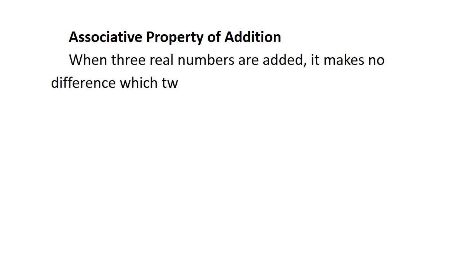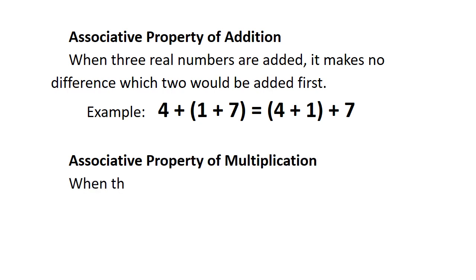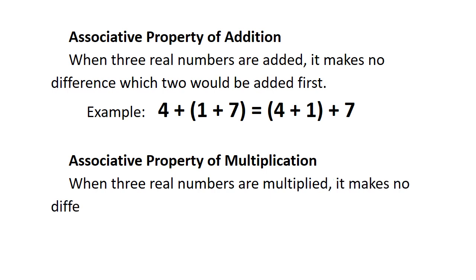Let's now have associative property. Associative property of addition. If you're adding three real numbers, the sum is always the same, regardless of their grouping. Associative property of multiplication. If you are multiplying three real numbers, the product is always the same, regardless of their grouping.